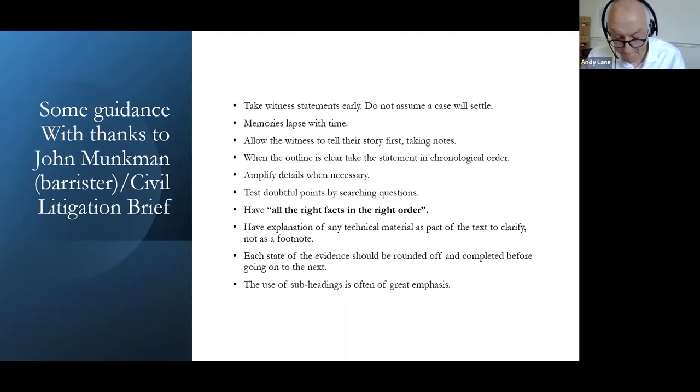Allow your witnesses to tell their story and take notes, so giving them the space to speak, and not interrupting, is a good one. Just give them the space and the time to talk. And then it's clear to take the statements in chronological order. This is great because when it comes to your bundle, everything will be clear for the judge to read, and all in date order as well.